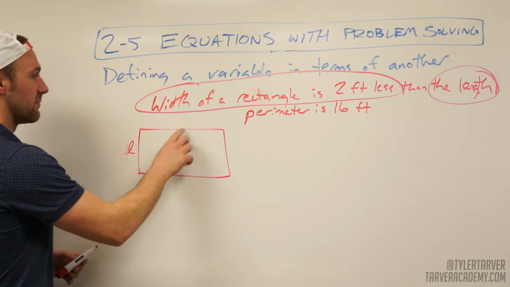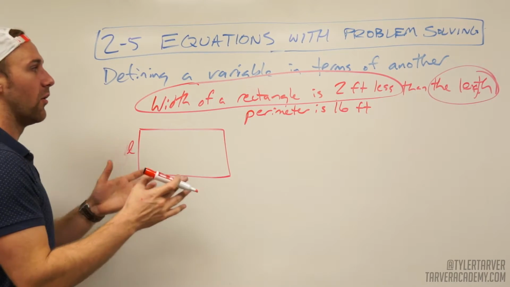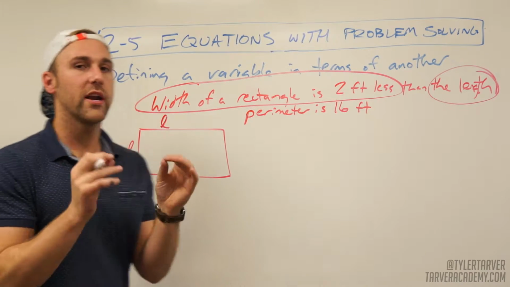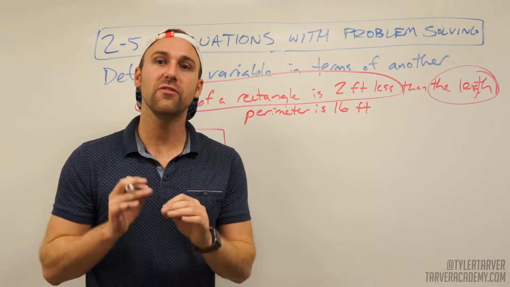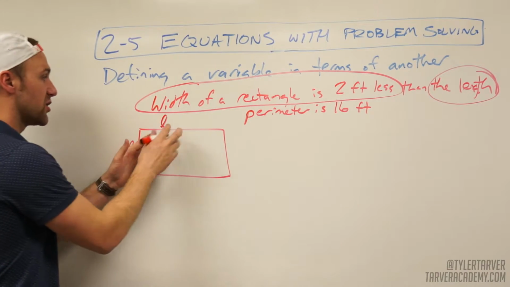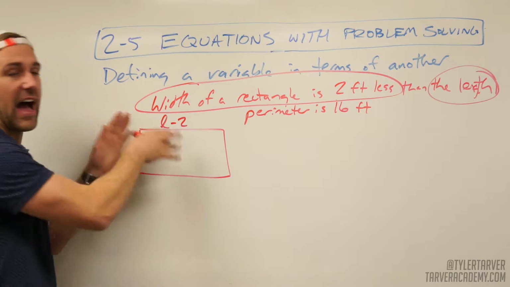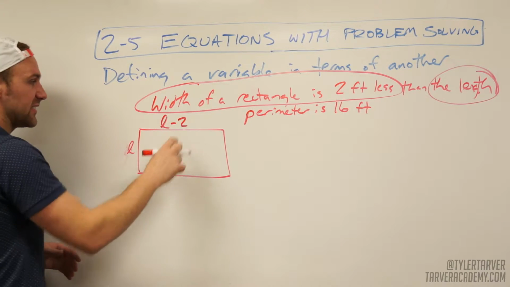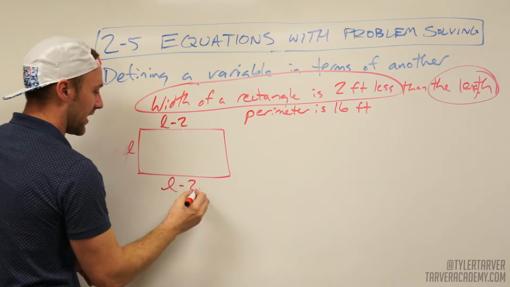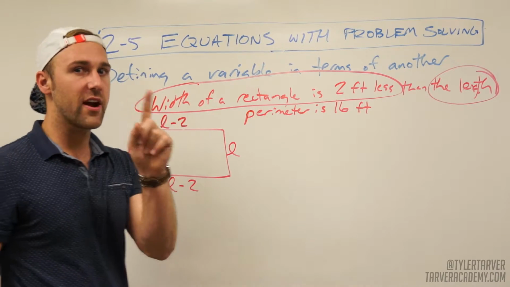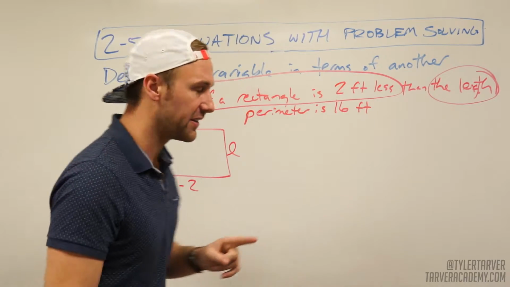I'm going to erase this. I know that's the width. So I know that I've got my length. What do I know about my width? It is 2 feet less. So it is 2 less than the length. I can work with this. If that's L minus 2, then this is L minus 2. If that's the length, that's the length. If you have one variable, you can solve a problem, ladies and gentlemen.